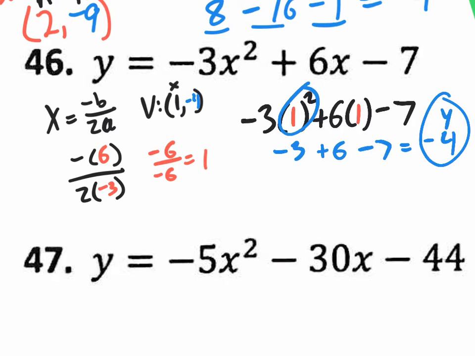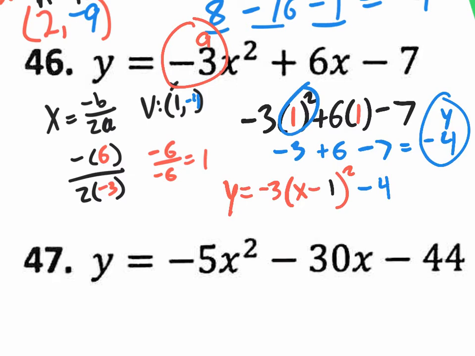So in order for us to write an equation in vertex form, you need the a value, which happens to be the same a value of your standard form. So we're going to write y equals the a value, negative 3, open up some parentheses, x minus h, where h is 1, close parentheses squared, and then plus k, and k happens to be negative 4. So there's your vertex form equation.